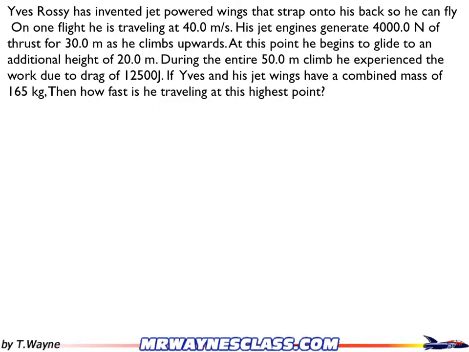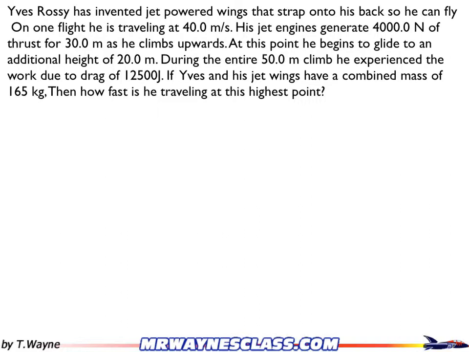On one flight, he is traveling at 40 meters per second. His jet engines generate 4,000 newtons of thrust for 30 meters as he climbs upward. At this point, he begins to glide to an additional height of 20 meters. During the entire 50-meter climb, he experiences work due to drag of 12,500 joules. If Yves's jet wings have a combined mass of 165 kilograms, then how fast is he traveling at the highest point?